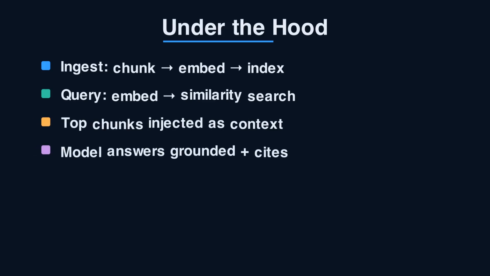To recap what the service did for you. On ingestion, it chunked your file into passages, embedded each into a vector, and stored those vectors in a managed index. On the question, it embedded your query the same way, ran a similarity search to find the closest chunks, injected them into the prompt as context, and the model wrote an answer grounded in exactly those passages. Retrieve, then generate. You provided files and a question. The tool provided an entire RAG stack.